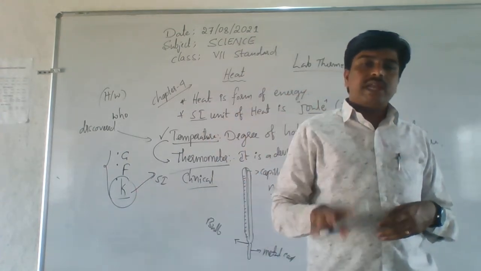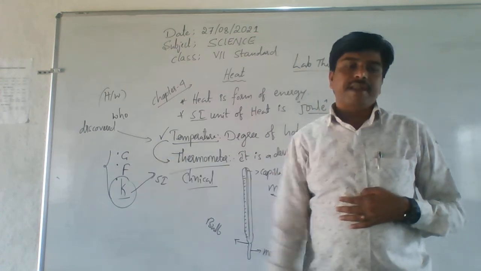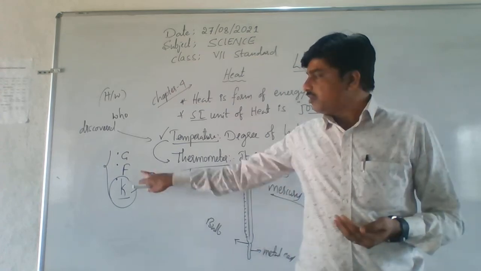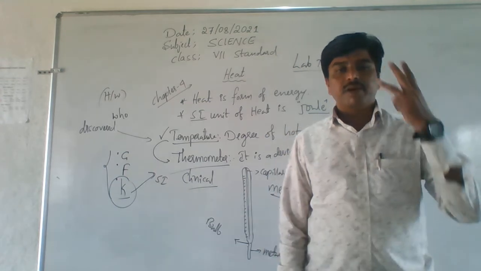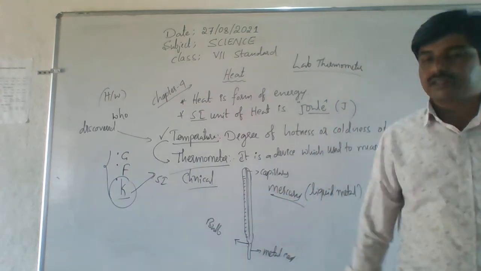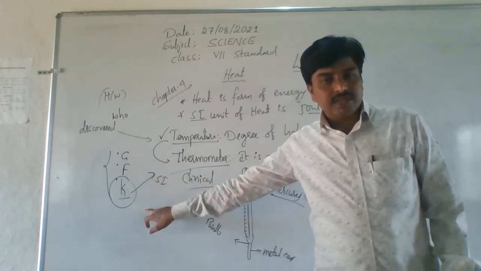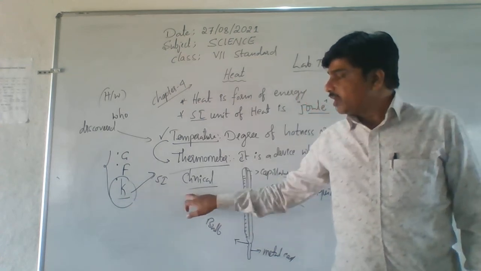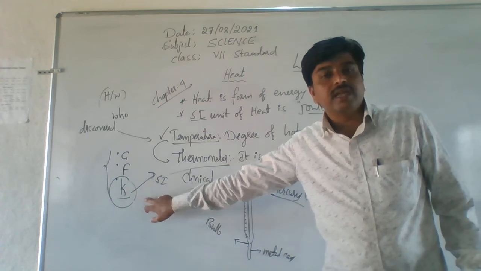But normally in our day-to-day life, we use two scales, the Celsius scale and the Fahrenheit scale. Even the doctor tells your body temperature in the Fahrenheit scale or the Celsius scale. Remember, temperature is commonly measured in three scales: Celsius, Fahrenheit, and Kelvin. Among these three, Kelvin is the SI unit of temperature.